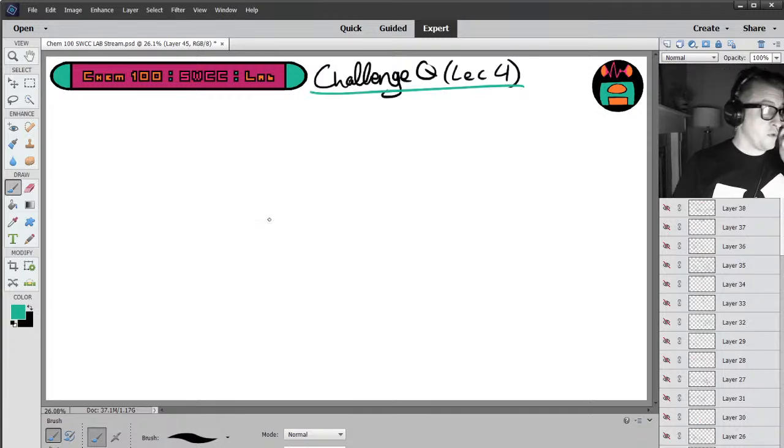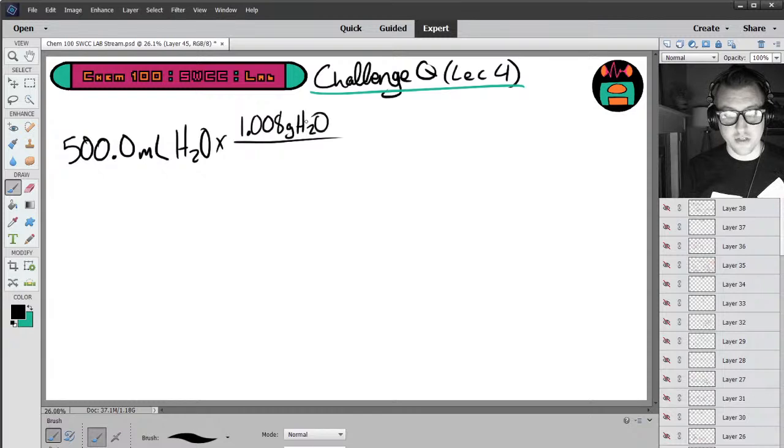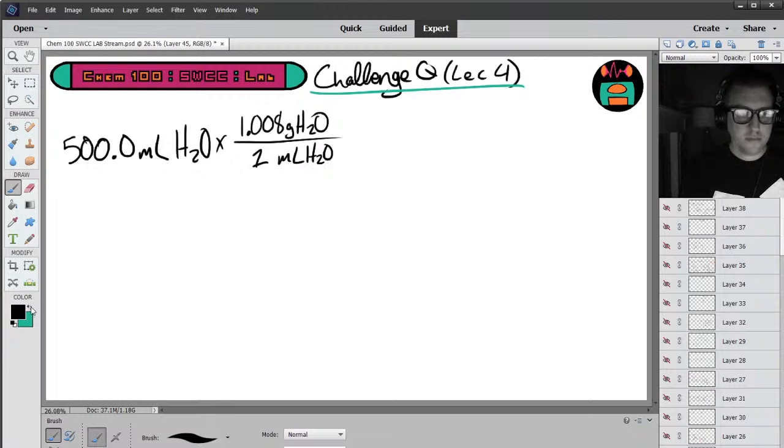All right, so we're supposed to determine the number of water molecules contained in 500.0 milliliters of water. In the first step, we're given the density, and we use the density to convert from milliliters of water to grams of water. So milliliters of water cancels. Second step, we need to convert from grams of water to moles of water.